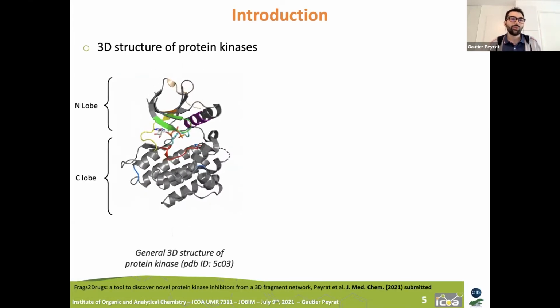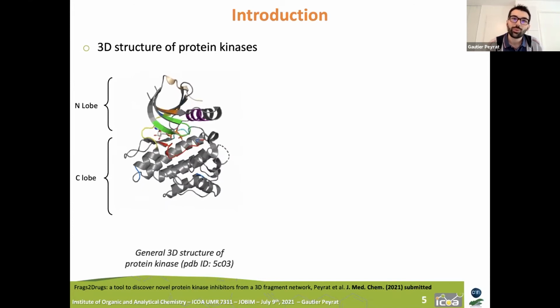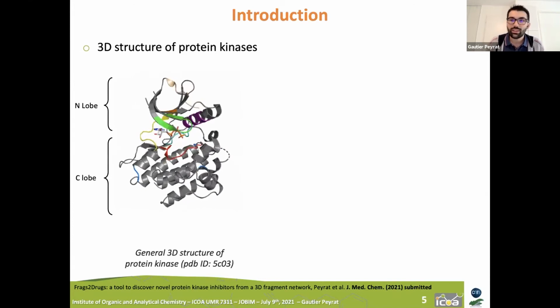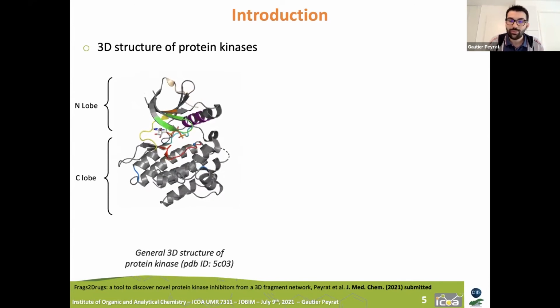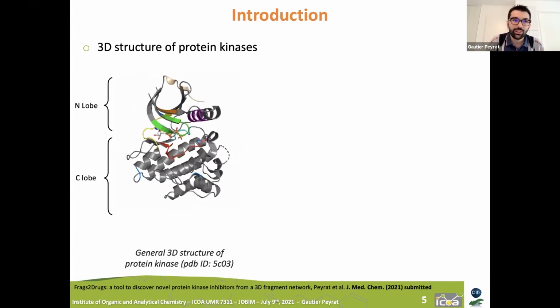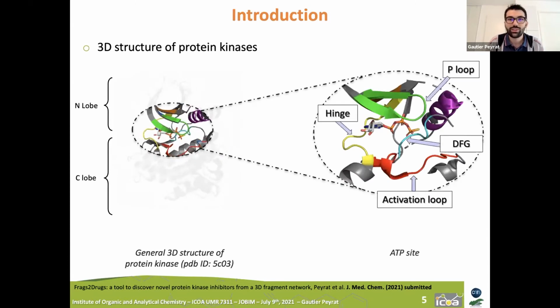If we focus on the 3D structure of protein kinases, we can see that there are two main lobes, the N lobe and the C lobe. Those two lobes are linked by a hinge, which is also the place where ATP, the natural ligand of protein kinases, does its action.